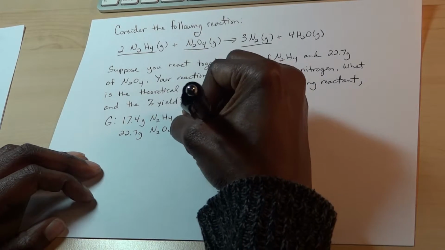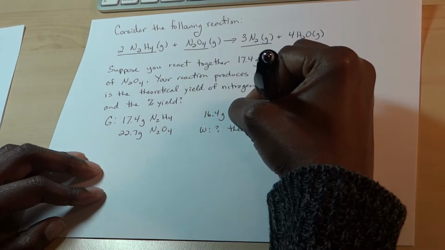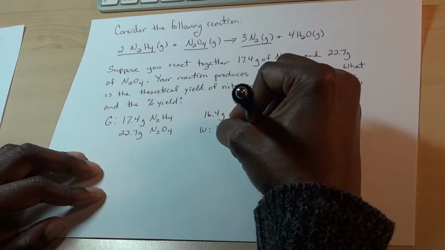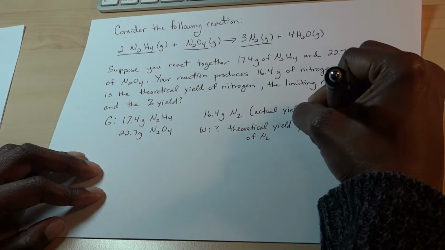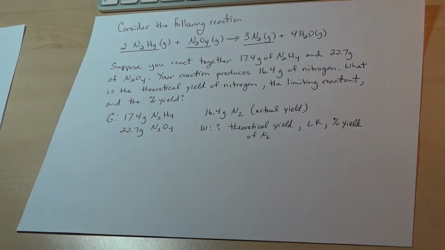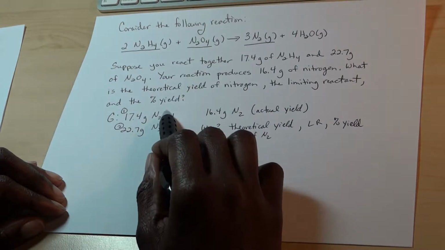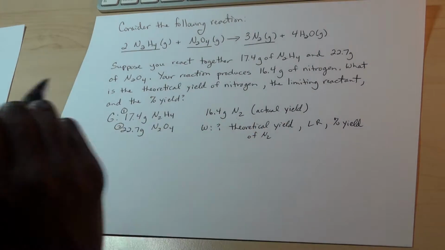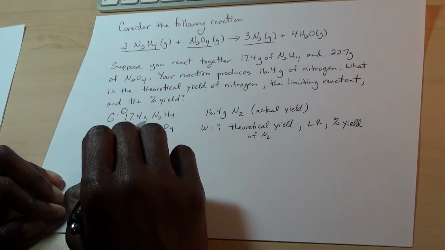And what do we want? We want the theoretical yield of nitrogen, we want our limiting reactant, and we want our percent yield. So we want to get three different things in this example. In order for us to solve this problem, we need to compare how much product, how much nitrogen, we can get from each of these separately. So we're going to do them separately.